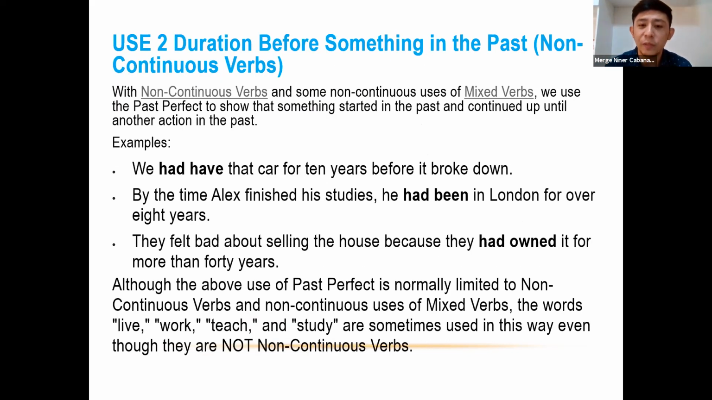Okay. So duration before something in the past. Well, I don't want you to use the same goes with the previous one, but just for the sake of teaching, I will still teach you. With non-continuous verbs and some non-continuous use of mixed verbs, we use the past perfect to show that something started in the past and continued up until another action in the past. We had that car for 10 years before it broke down.